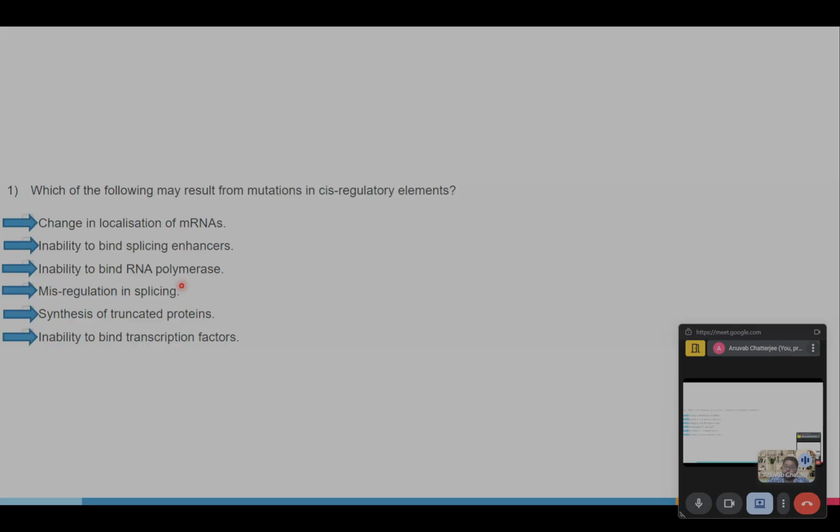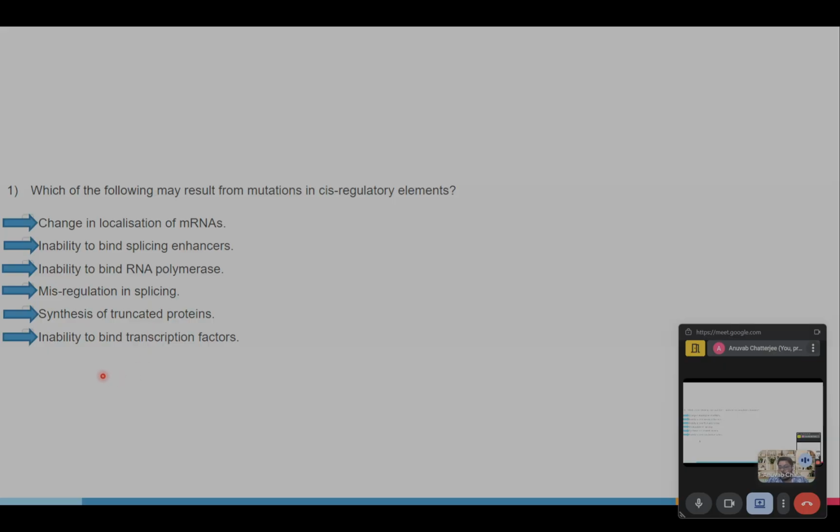So cis regulatory element mutation. Misregulation in splicing: if a splice donor or acceptor site is mutated, then you do not have the correct splicing, and then you have misregulation in that. Synthesis of truncated proteins: if you have a mutation in which a stop codon is present where it should not be, then you will have premature truncation of the protein, because the ribosome will fall off, it will not make the entire protein, and you have a truncated protein.